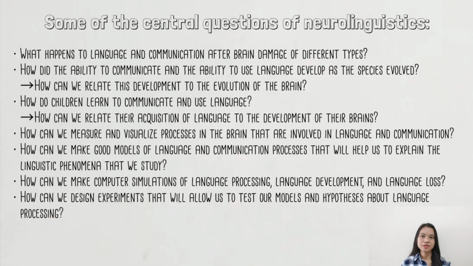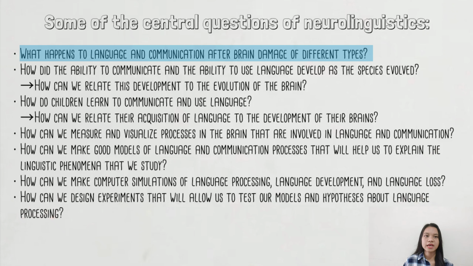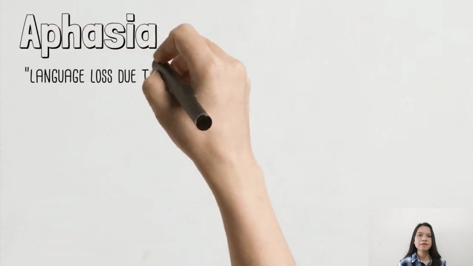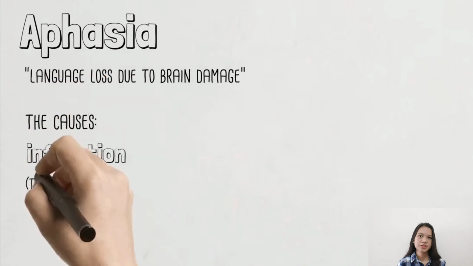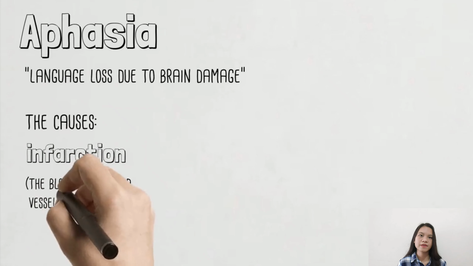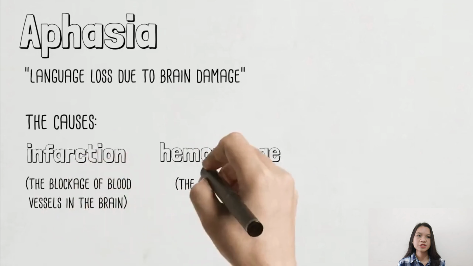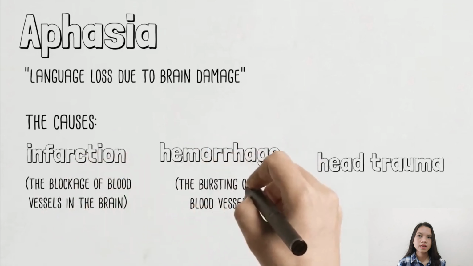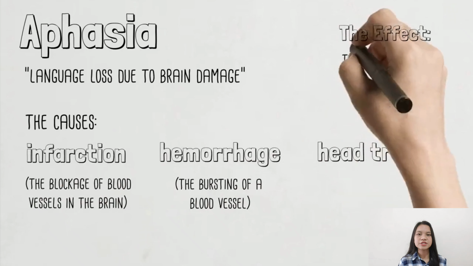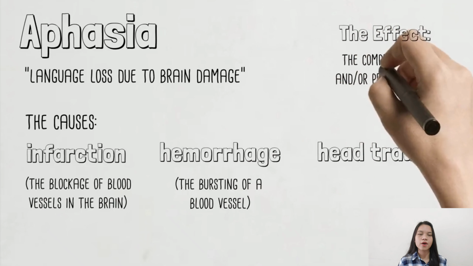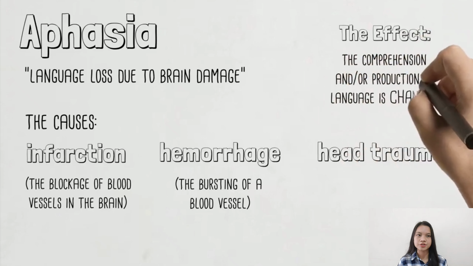The first question, what happens to language and communication after brain damage of different types, occupies a special place in neurolinguistics. Aphasia is defined as language loss due to brain damage. The cause can, for example, be an infarction, which is the blockage of blood vessels in the brain, a hemorrhage, which is the bursting of a blood vessel, or a head trauma. The effect of the lesion is that the comprehension and/or the production of language is changed.